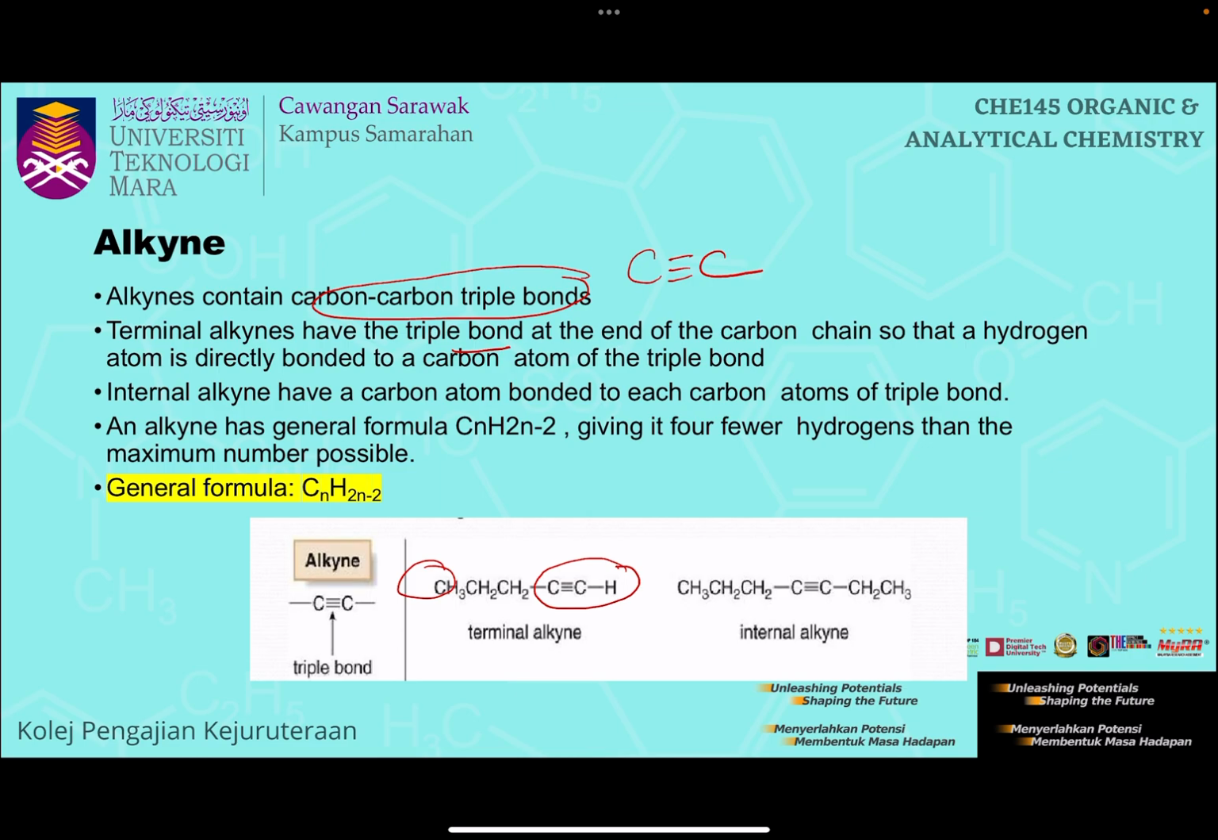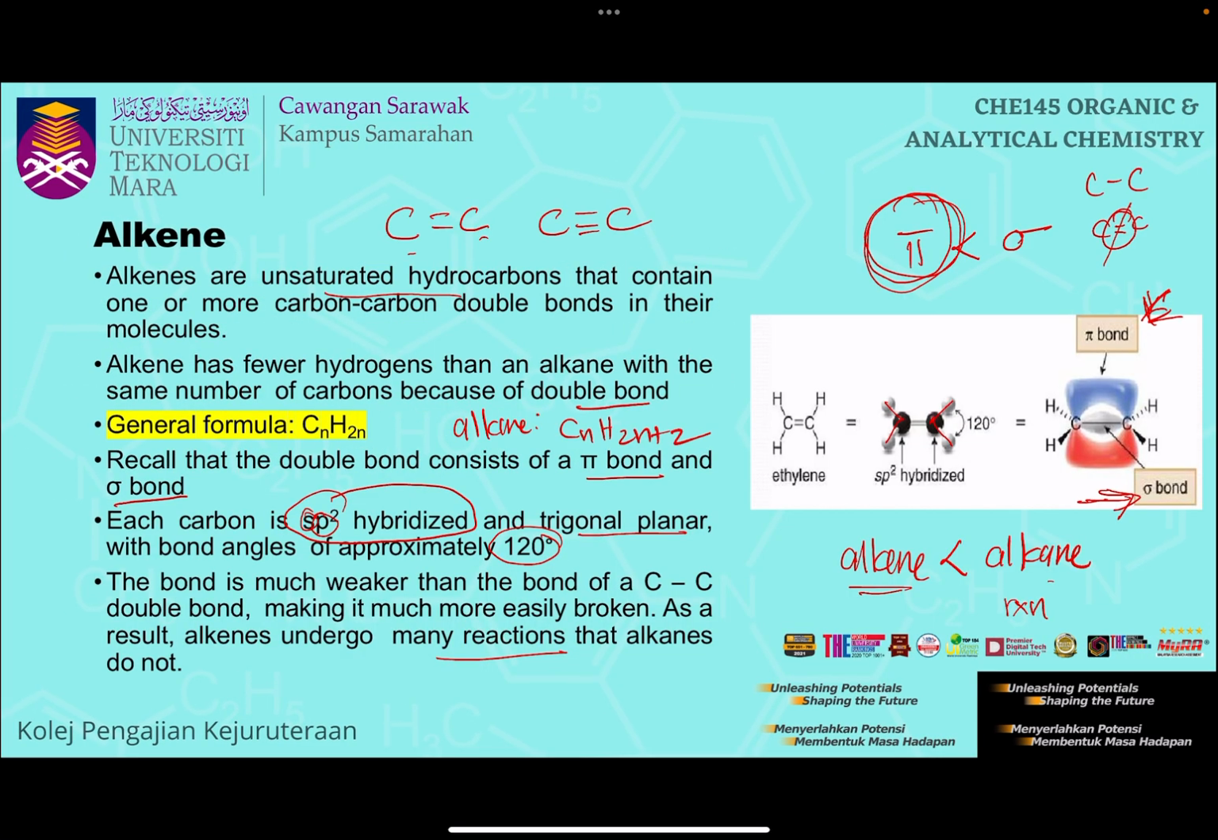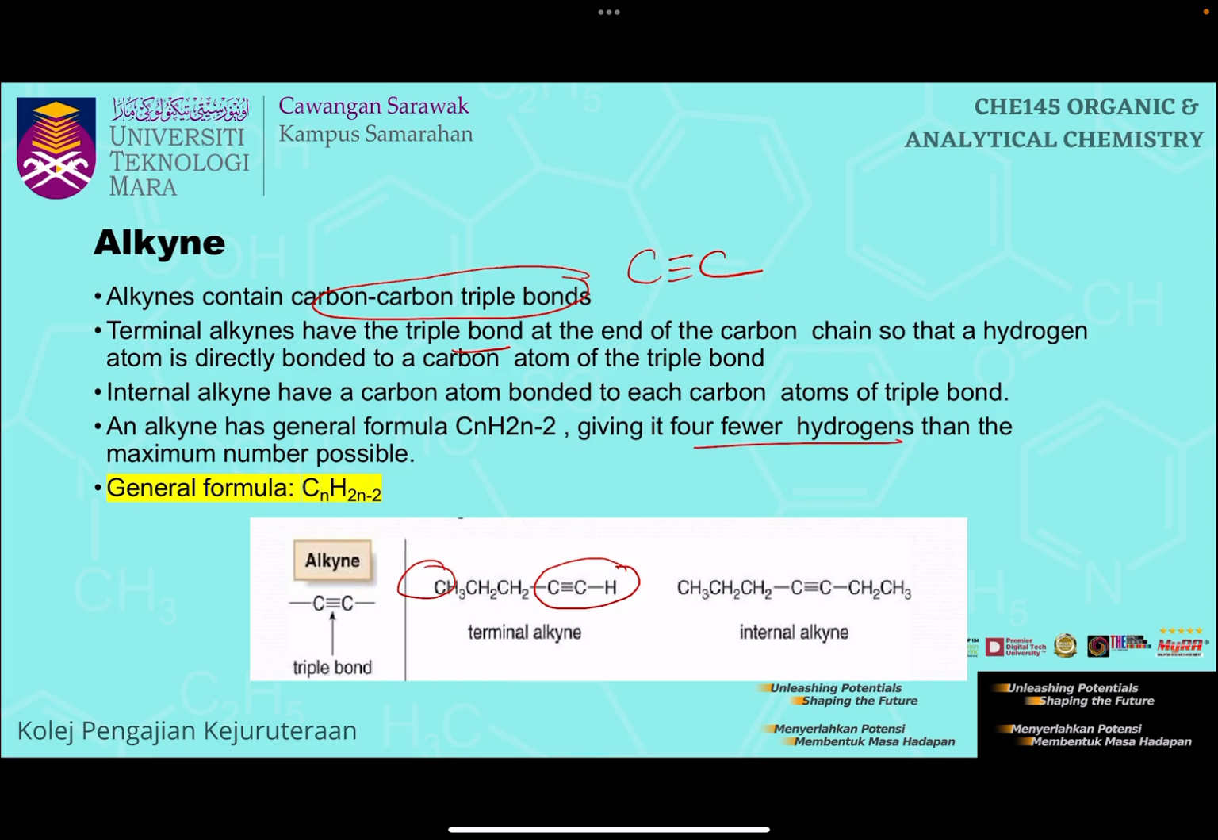And then for its general formula, it will have fewer hydrogens. So just now we have CnH2n for alkene, right? And for alkane, it is CnH2n plus 2. So in alkyne, you minus 2. So 2 hydrogens fewer.